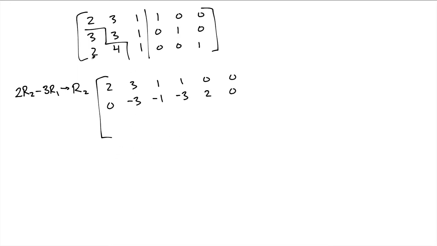I can get rid of this 2 in the third row by just subtracting those 2 rows. Okay, row 3 minus row 1. That will be our new row 3. 2 minus 2 is 0. 4 minus 3 is 1. 1 minus 1 is 0. 0 minus 1 is negative 1. 0 minus 0 is 0. And 1 minus 0 is 1.